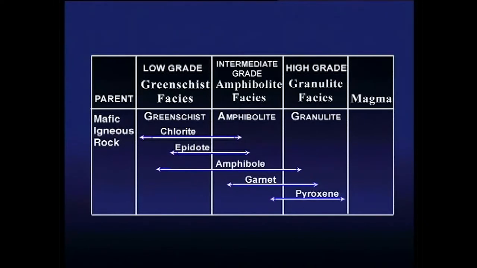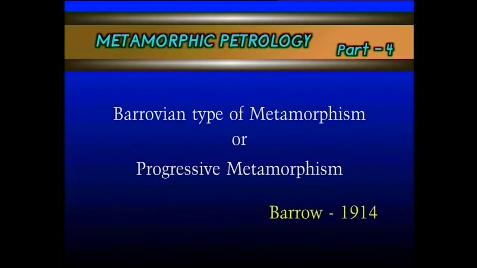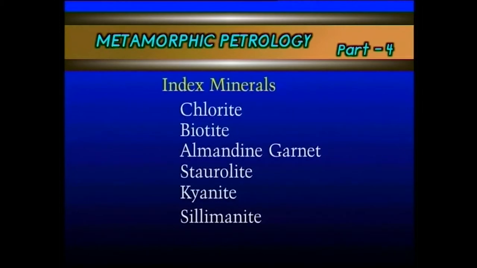Now let us consider the metamorphic facies series. The concept of metamorphic facies series is mainly based on two or three reasons. Barrow first mapped the Dalradian schists and recognized the index minerals based on increasing metamorphic grade: chlorite, biotite, almandine garnet, staurolite, kyanite, and sillimanite.